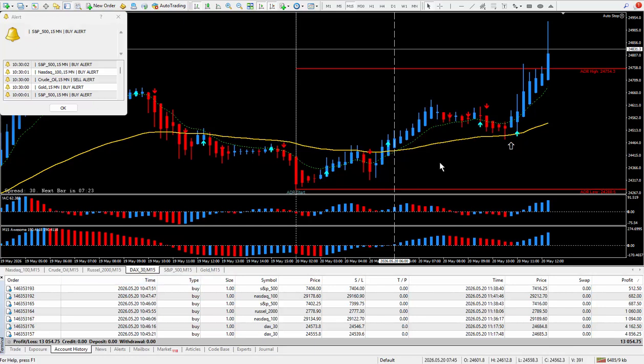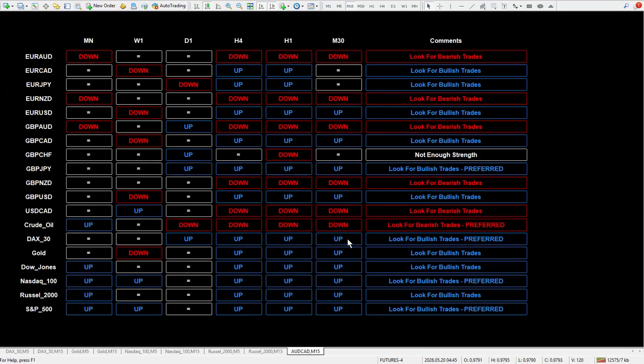Then I'm looking at my daily trade plan. And of course, after I make a decision I want to be buying and or selling, I'll manually put in this white arrow. Now here's my daily trade plan. And of course, from the crude oil down, crude oil happens to be bearish and the rest are blue. In other words, look for bullish trades and some are preferred.